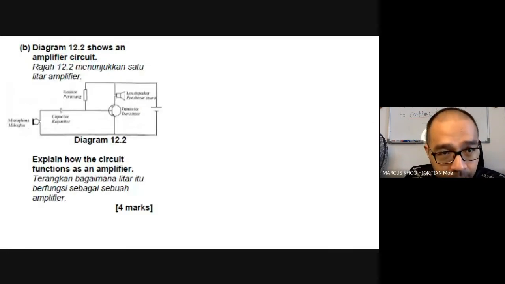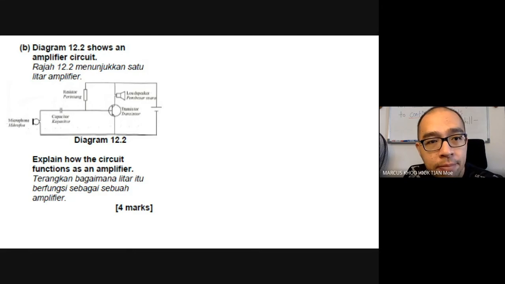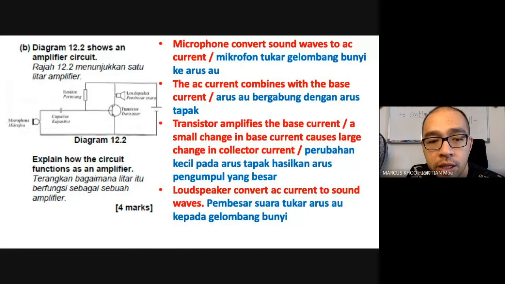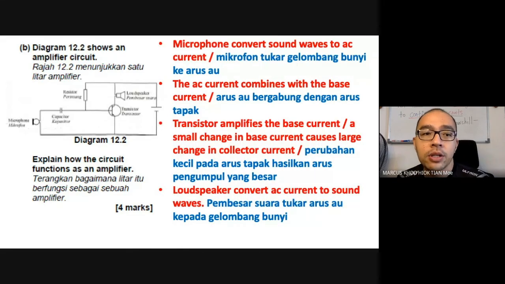All right. Question B. Diagram 12.2 shows an amplifier circuit. Explain how the circuit functions as an amplifier. The explanation for this is pretty long, so I'm just going to give it to you over here. The microphone converts the sound waves to alternating current, and the capacitor helps in this. Now the alternating current combines with the base current, and the transistor will amplify the base current, because remember, a small change in the base current causes a large change in the collector current.